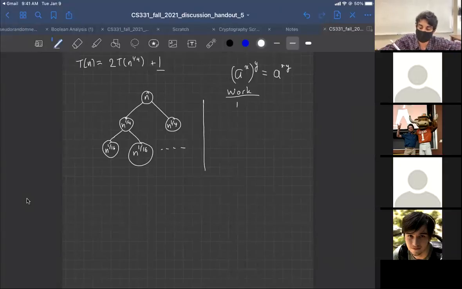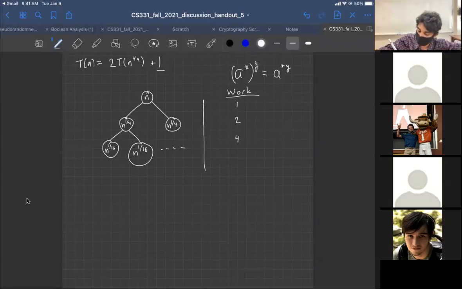How about the n to the 1/4 level, like level 2? How much time does this take? Yeah, it takes 2 because there are 2 nodes, each does 1 unit of work. And then the next one is 4 because we double again, each does a constant amount of work. The idea here is the amount of work done at each level depends not on the size of the nodes, but the number of nodes, okay? Because each conquer step is just constant in the size of the problem.